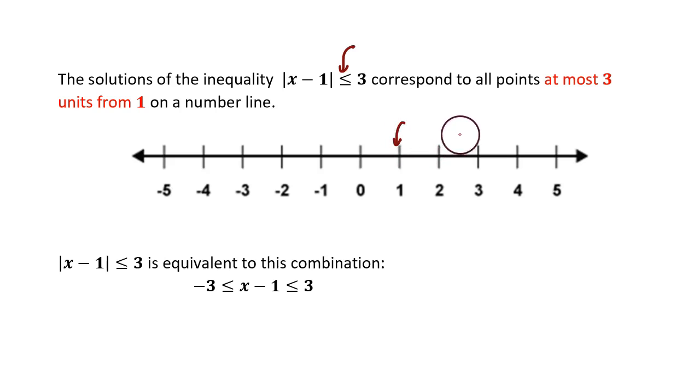So if we go 3 units to the right, then this dot here at 4 is the maximum value for point x. Once we travel past the 4, we are now greater than 3 units from 1. Starting at 1, we can go 3 units to the left. And here's a dot at negative 2. Once we go past negative 2, we are now greater than 3 units away from 1. X can be any number in between those boundary dots.